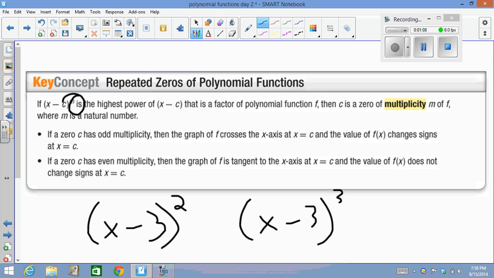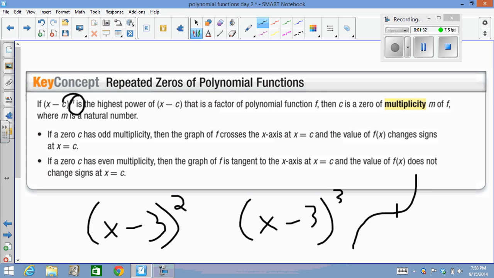If it has an odd multiplicity, like a 3, then the graph crosses the axis at x equals c, and the value of f of x changes. So I could have a graph kind of like a cubic function that could look something like this, where it crosses the axis something like here, and that's a change in the signs at x equals 0, going from a positive to a negative.